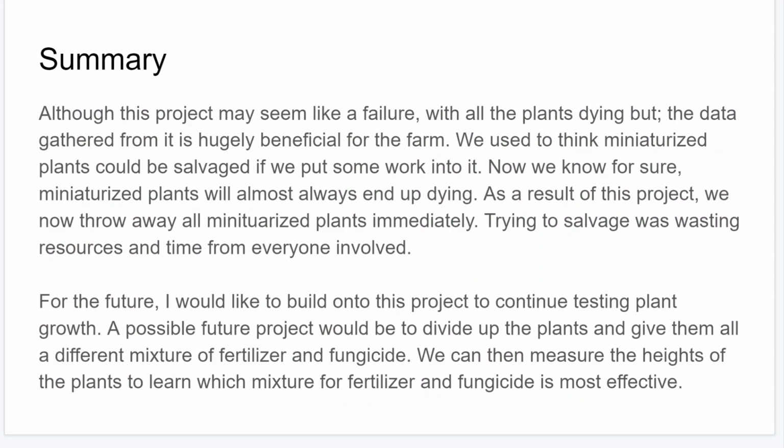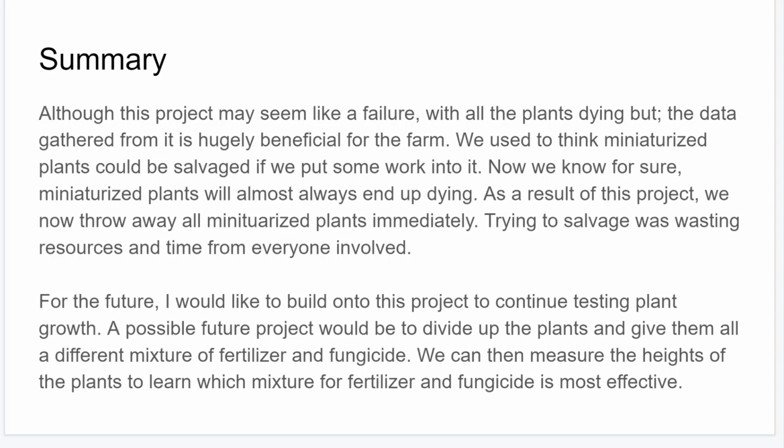Overall, this project may seem like a failure because all of the plants died, and the one that grew the most grew to be only 1.3 inches, compared to 60 inches, with no produce. However, as I mentioned, this project was hugely beneficial to the farm because we now know not to save any of these miniaturized plants. We used to try to save them and put as much work into it as we could until it looked like they just weren't going to make it. But now we know not to even waste that much time or resources on it.